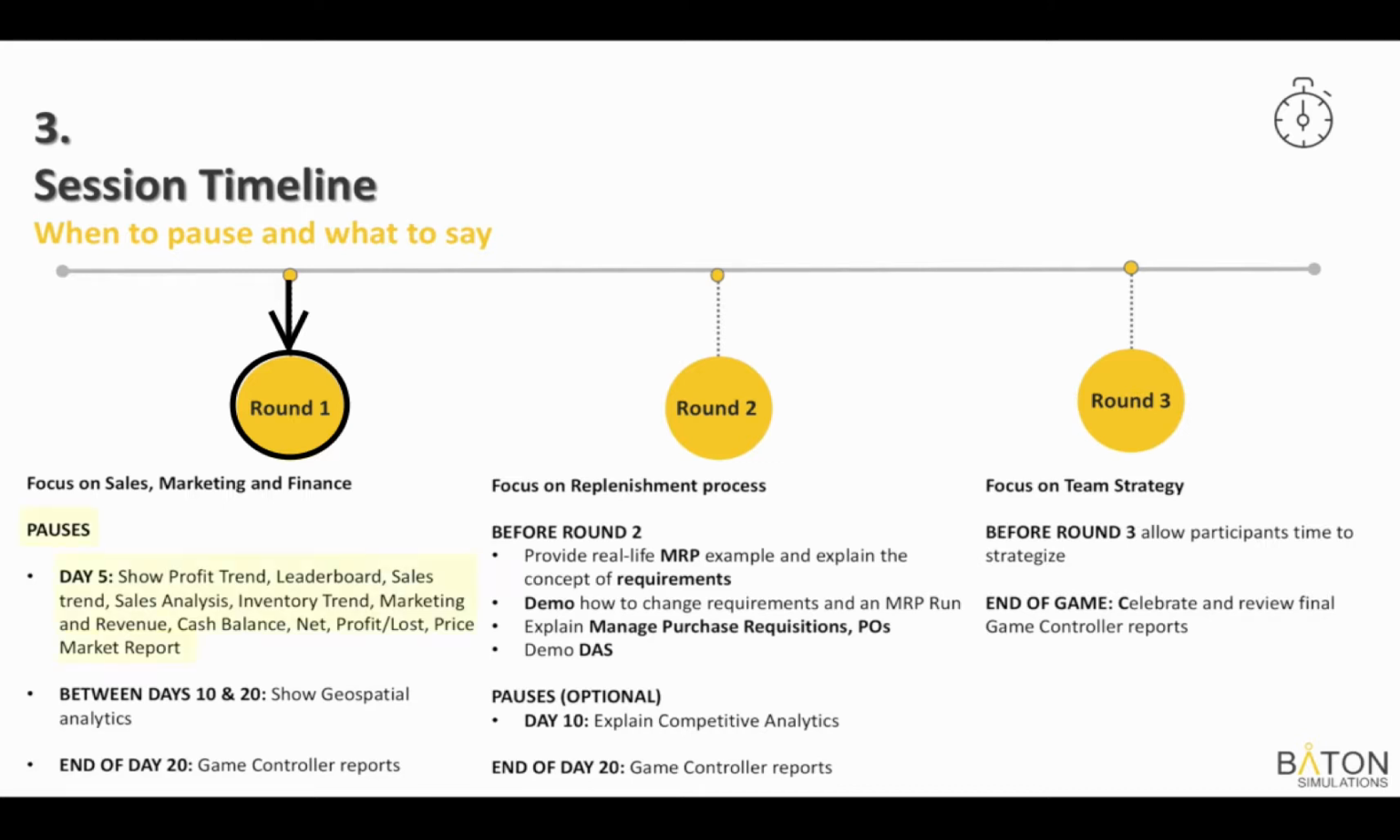Now, around day 5 of round 1, most teams will have made some sales. This is a good time to pause the simulation and introduce the profit trend, the leaderboard, the sales trend, the inventory trend, the marketing and revenue report, the cash balance report, the net profit loss report, and the price market report. All these are found in the participant's Fiori Launchpad. Also emphasize that reports need to be refreshed manually so they display the current day. At this point, you can now unpause the simulation and let your participants continue.